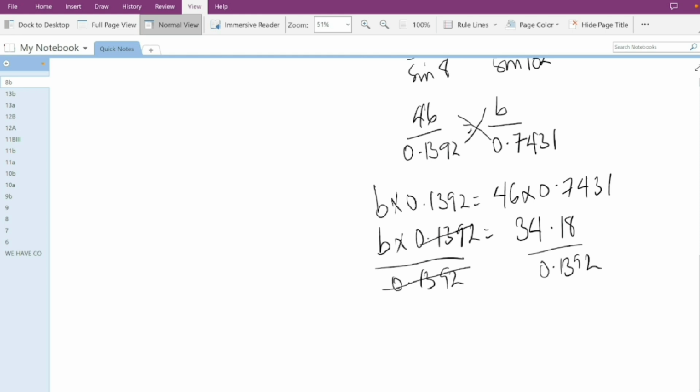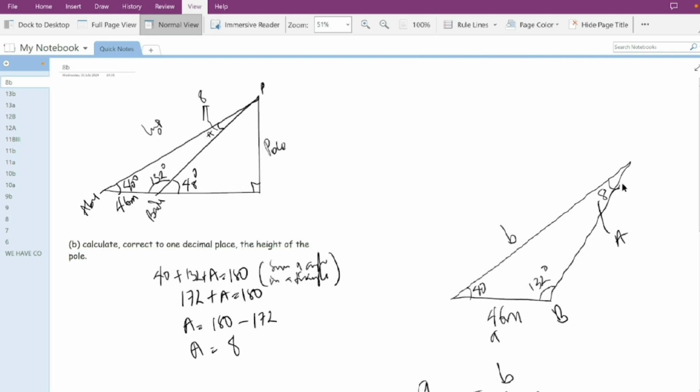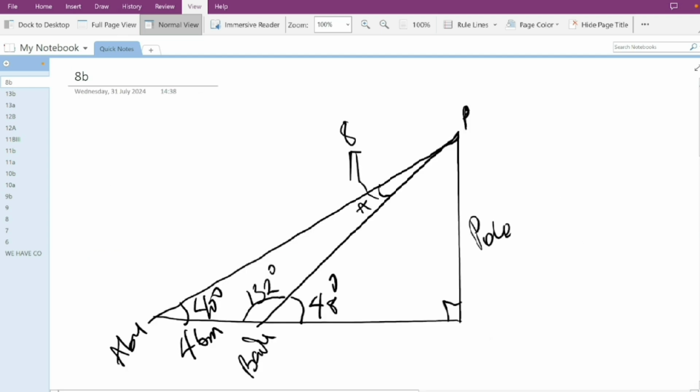This cancels this. You are left with B equals 34.18 divided by 0.1392, which will give you 245.5 meters. That means this line B is 245.5 meters. We can write it here in the bigger diagram. So we have 245.5 meters. Now we know this is 245.5 meters.